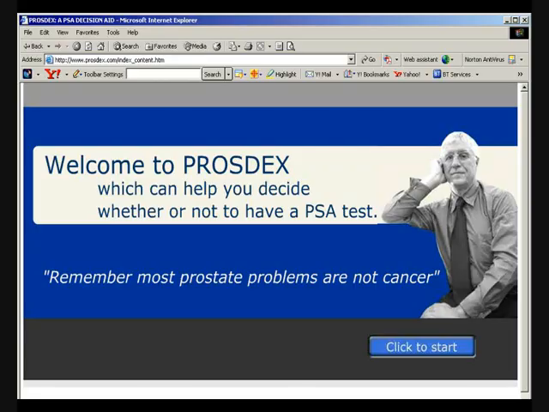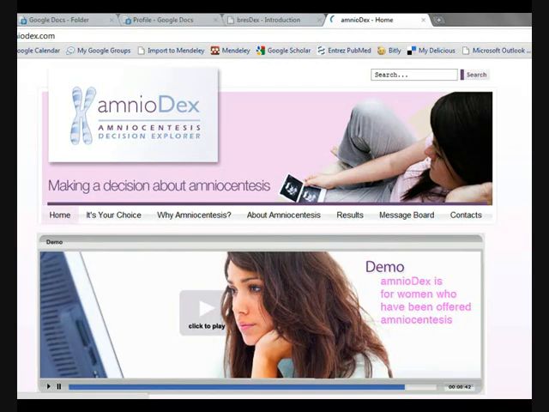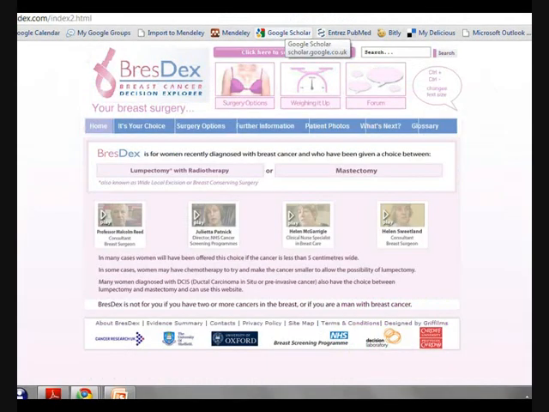Here's, for instance, a tool that we did on the web called Prosdex, and another one called Amniodex, and we also did one called Breastdex. So these 3 tools we've designed and tried to get people to use them. But here's the difficulty we've found, is that by putting these very elaborate and very nicely designed, I think, tools on the web, we're finding that it's very difficult to get doctors and health professionals to refer patients to them. So we're facing a bit of a problem.